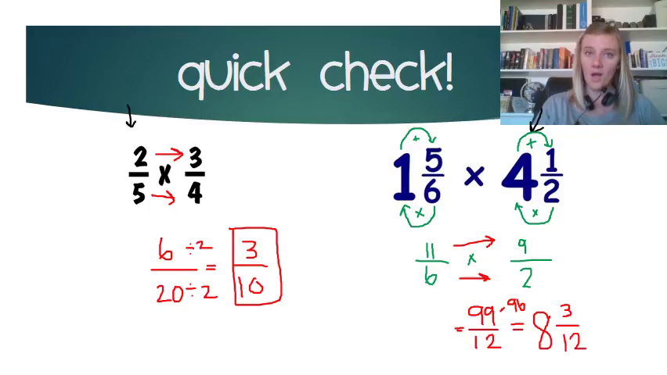3/12. Not quite done yet, because 3/12 can also be simplified. 3 can be divided by 3, and so can 12. So I'm going to divide both by 3, and we are going to be left with 8 1/4. So that is just a quick reminder of how to multiply fractions.